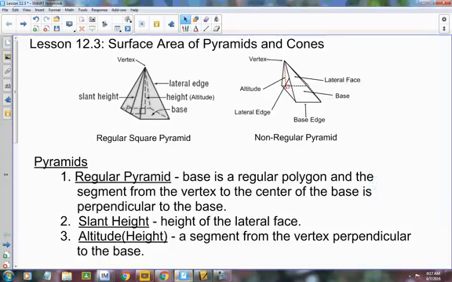Alright, so today we're talking about surface area and volume of pyramids and cones. So really it's just following some more formulas. There is some vocabulary that you need to be familiar with and some situations that happen in the figures that you need to be familiar with.